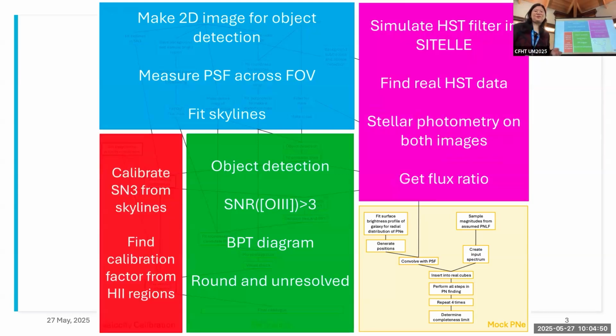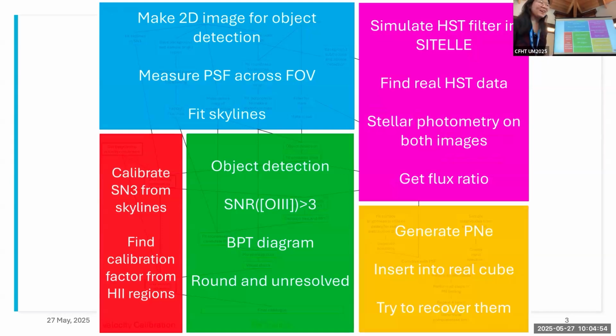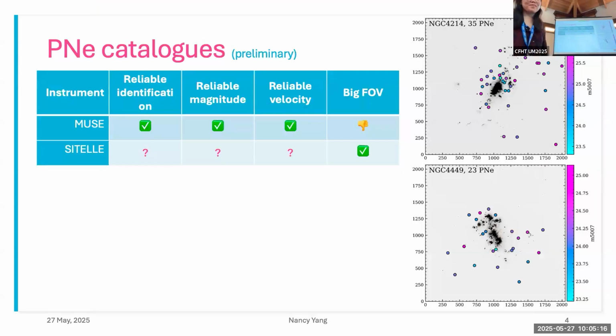There are some steps to do for the calibration. I won't go into too much detail because I don't have time. And then finally, I make a mock catalog of PN with actual emission lines that I input into the real cube, to exactly simulate the conditions under which I'm finding my real PN. This allows us to get a good sense of where we can find them, what magnitude range we can find them in, and when we cannot find them.